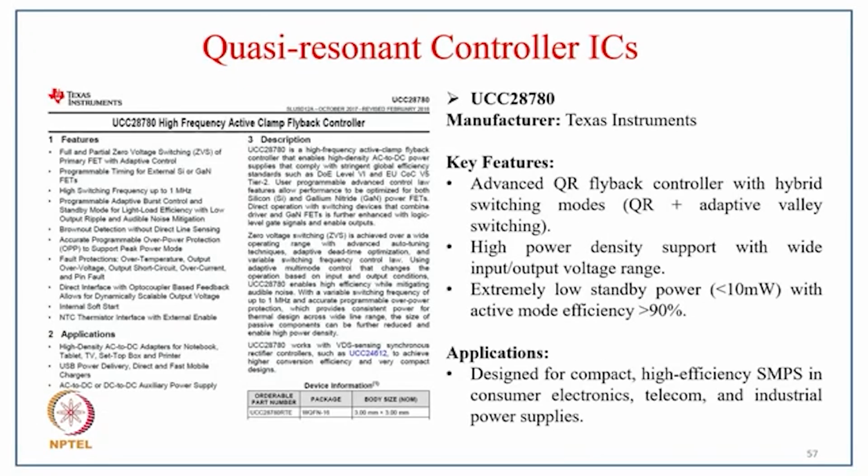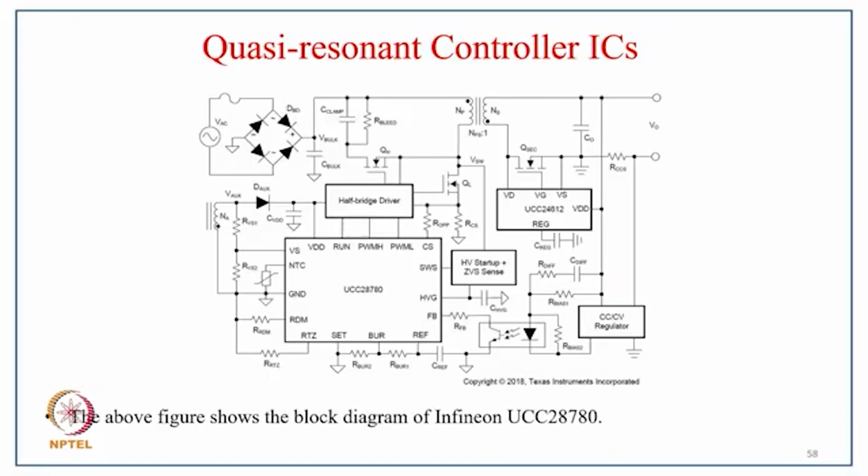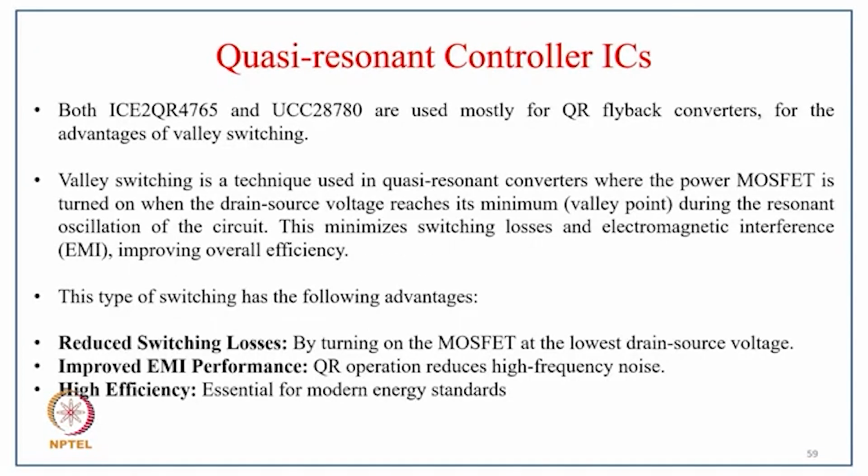And this is another quasi resonant control IC from Texas Instruments, the UCC28780. Key features are an advanced QR flyback controller with hybrid switching modes of QR plus adaptive valley switching, and high power density support with a wide input and output voltage range, extremely low standby power of less than 10 milliwatt, and active mode efficiency of greater than 90%. Applications are compact, high efficiency consumer power supplies in consumer electronics, telecom and industrial power supplies. And this is the total circuit, the block diagram of the UCC28780 with the chip, the control and the complete supply set.